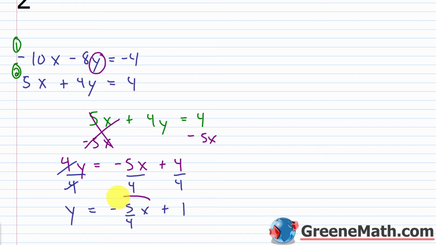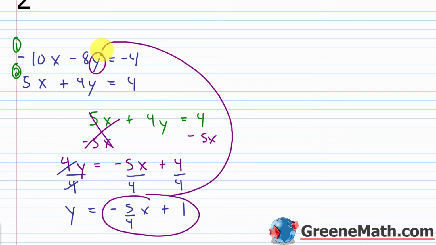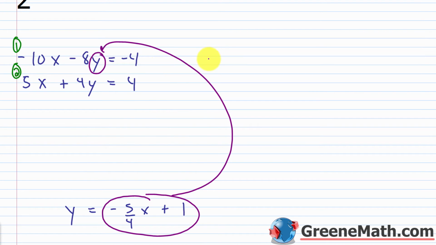Right? Y is equal to this negative 5/4 x plus 1. So this is going to go up here. All right, so let me erase all of this, and I'll do this off to the side. We'd have negative 10x minus 8 times this quantity that I'm plugging in for y, which is negative 5/4 x plus 1, and this should equal negative 4.